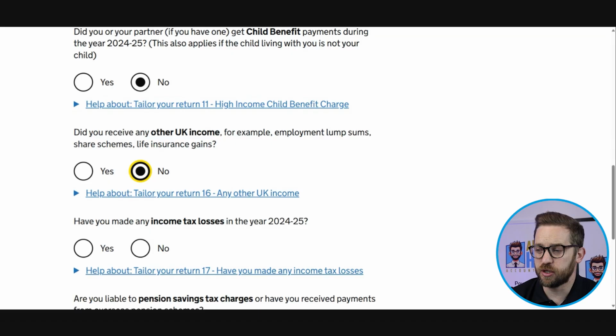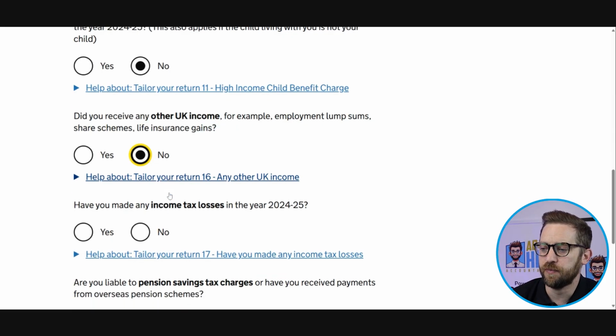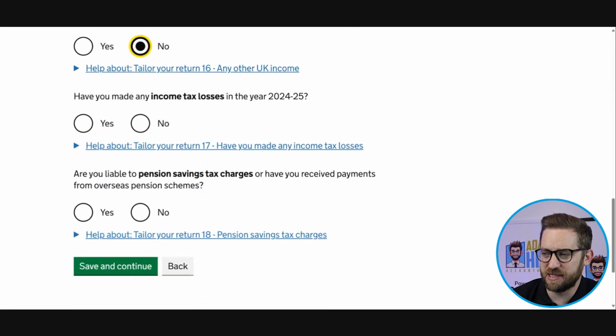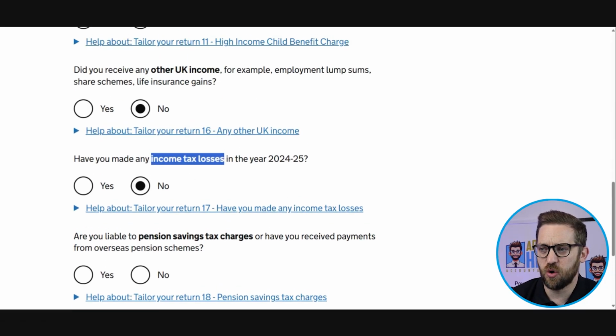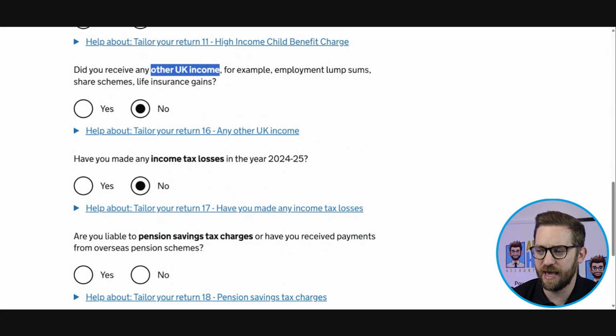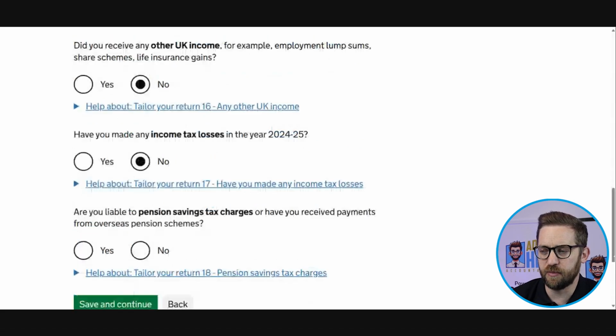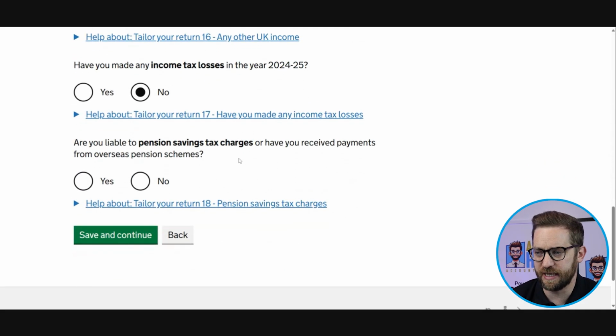Did you receive any other UK income, for example, employment lump sums, share schemes, life insurance gains? I've said no to that one. These ones are becoming a little bit less likely now. Any income tax losses in the year? So just note, this is not talking about your self-employment. If you made a loss from your self-employment, that's not what this is talking about. This is talking about income tax losses on your other UK income. Again, use the drop down. It'll give you a little bit more narrative about what they're trying to get at.